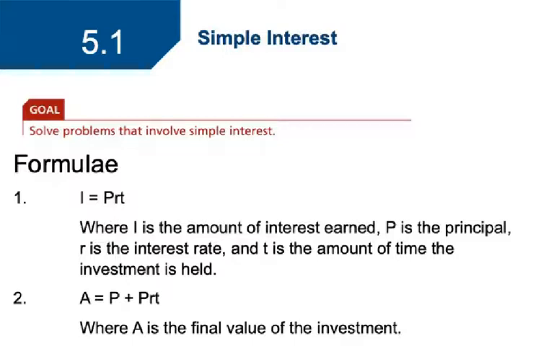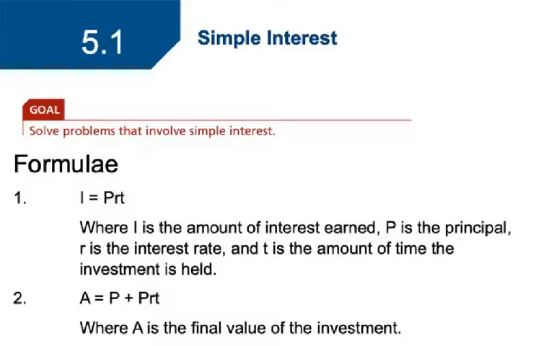There's two formulas that apply here. This first one, I equals PRT. I is the amount of interest, P is the principal, R is the interest rate, which will usually be expressed as a percentage, and yes, we will need to convert that to a decimal, and T is the amount of time the investment is held in years. That works out when we're talking about the amount of interest.